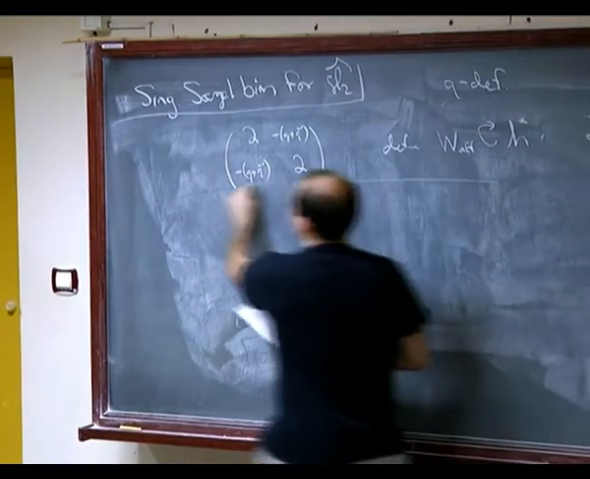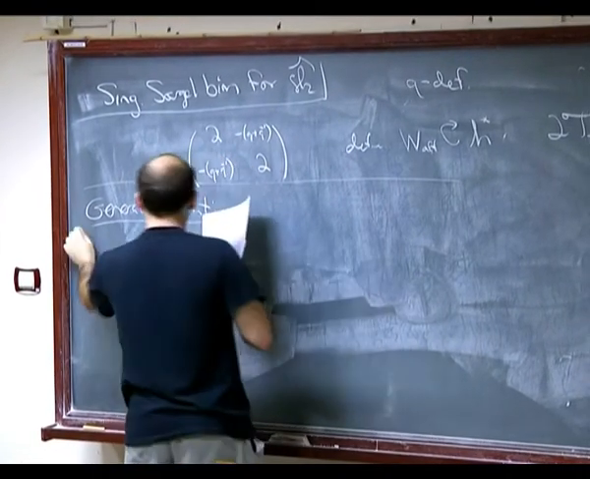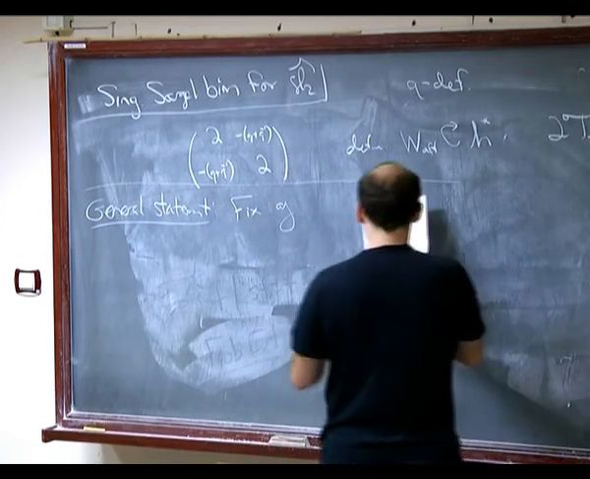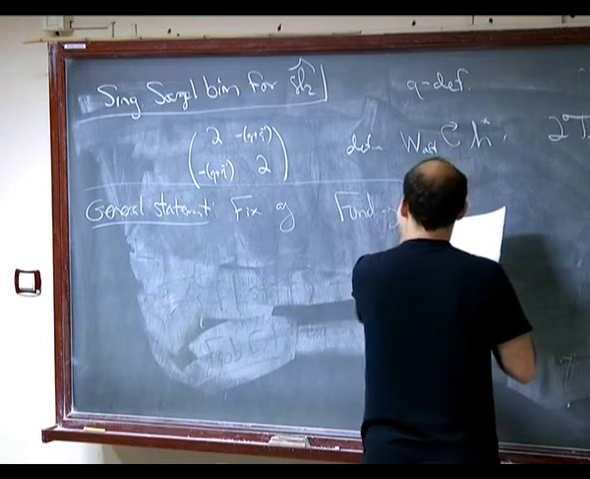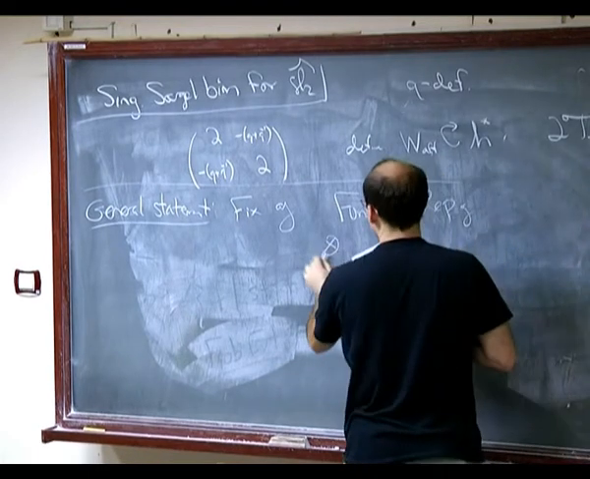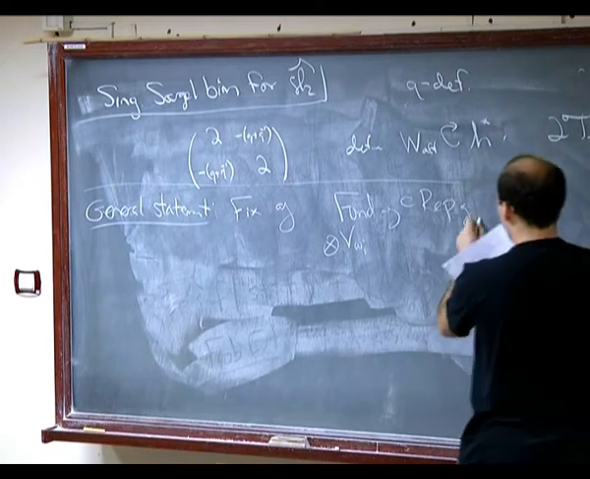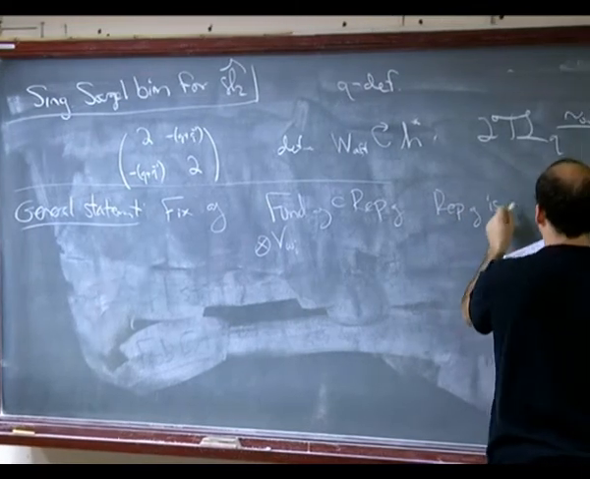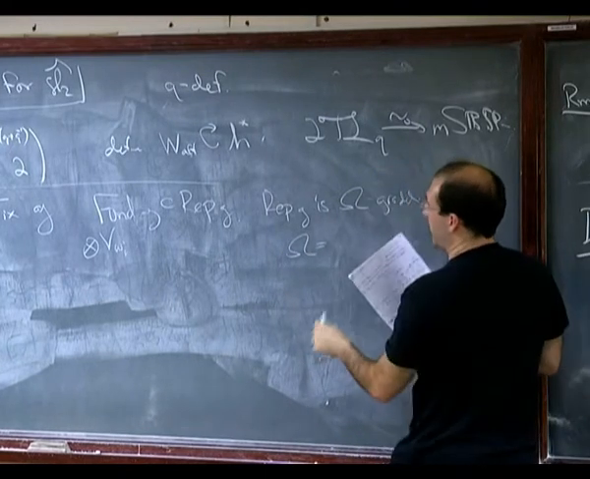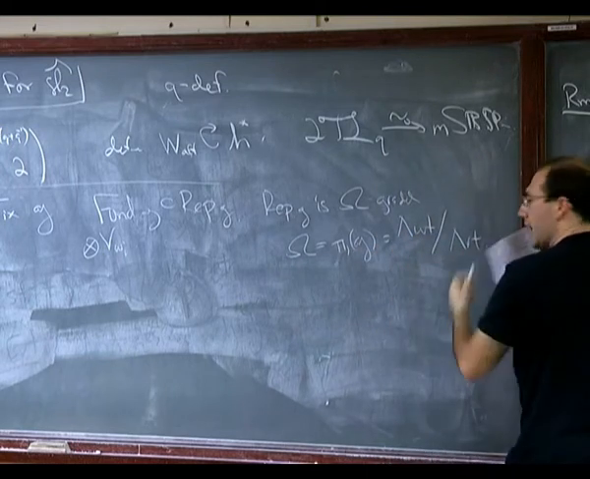so let's do a general statement. Okay, so let's fix Lie algebra G. And we have Fun G inside Rep G. This is tensor products of fundamental representations associated to fundamental weights. Now, Rep G is Omega graded, where Omega is called the fundamental group of G. It's the weight lattice modulo the root lattice, and it's some finite abelian group.